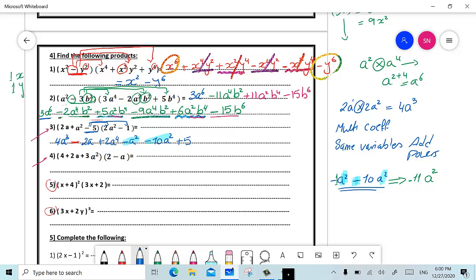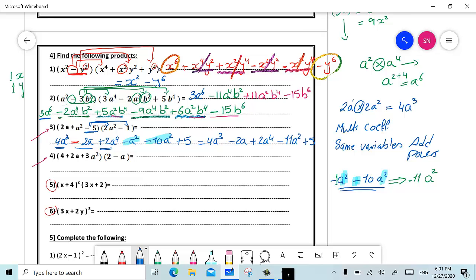So here my final answer is 4a to the power of 3, negative 2a, positive a to the power of 4, positive 2a to the power of 4, negative 11a to the power of 2, positive 5. And let's go now for question number 4.